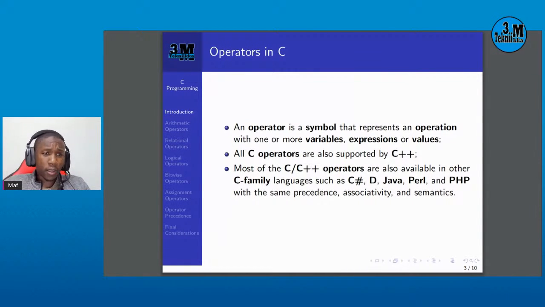In C, as in all the languages we know, an operator, even in math, is a symbol used to represent operations between variables, expressions, and values. When I'm talking about values, I'm talking about constants. All operators that we use in C, we can also use in C++, and most of the operators I'm going to present today are also used by all the C family: C Sharp, language D, Java, Perl, PHP, and so on.